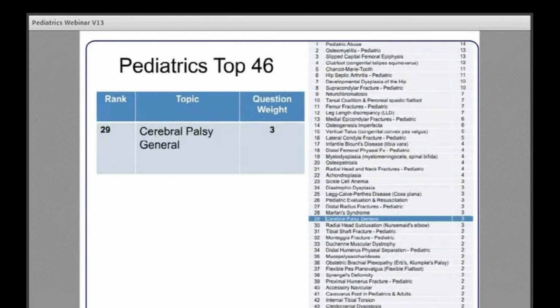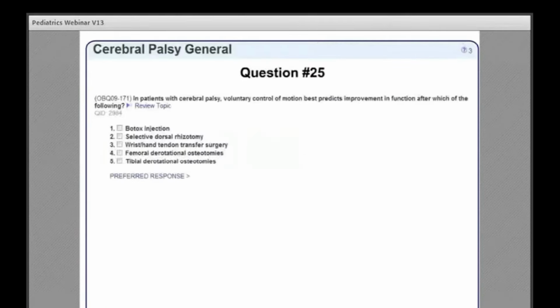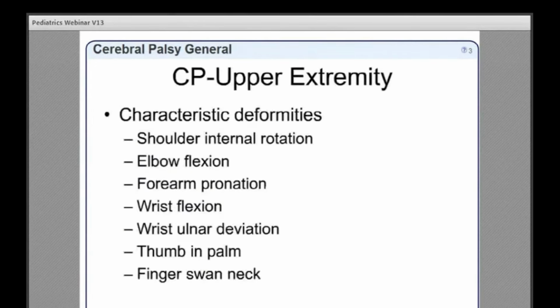Next, cerebral palsy. In patients with cerebral palsy, voluntary control of motion best predicts improvement in function after which of the following? So in the upper extremity of children with cerebral palsy, there are some characteristic deformities. These include shoulder internal rotation, elbow flexion contracture, pronation contracture of the forearm, wrist flexion and ulnar deviation deformity, thumb in palm deformity, as well as swan neck deformity of the fingers.